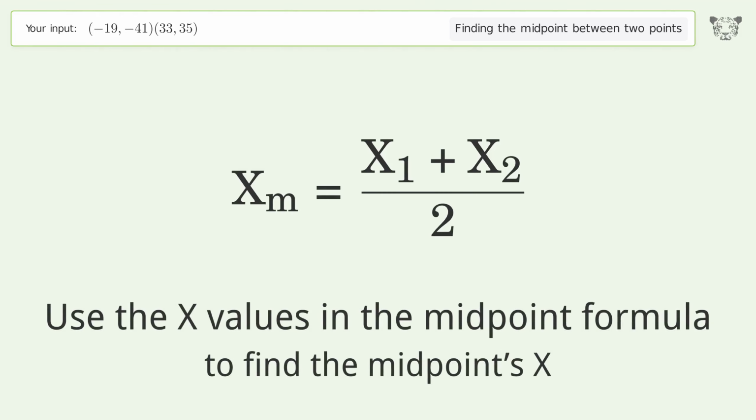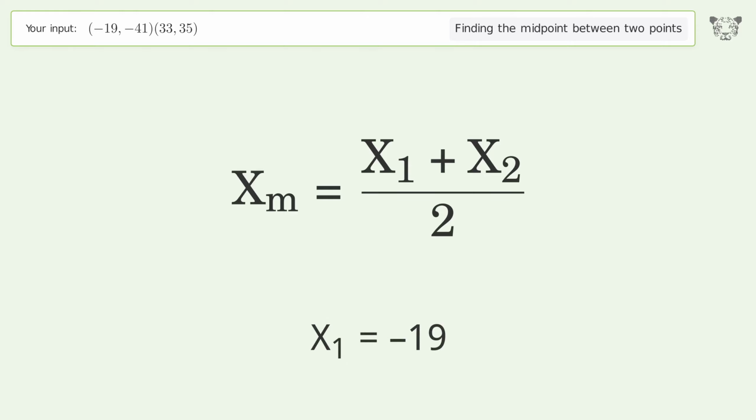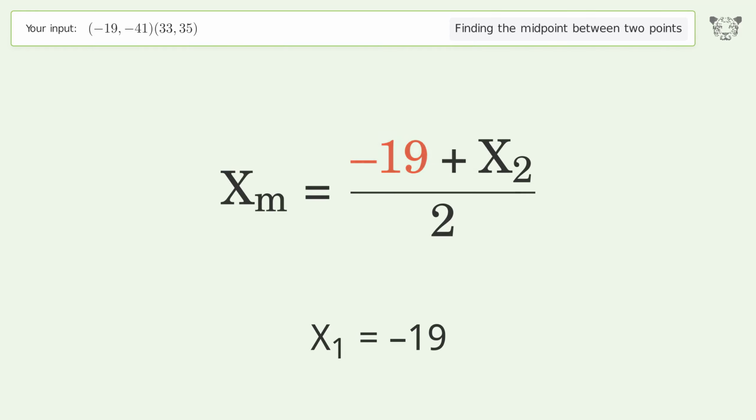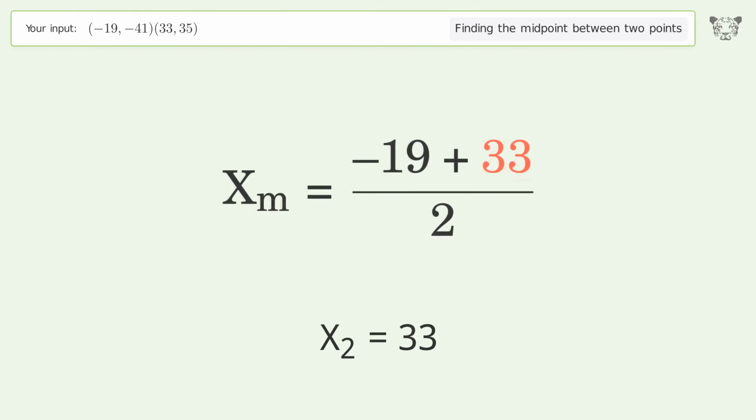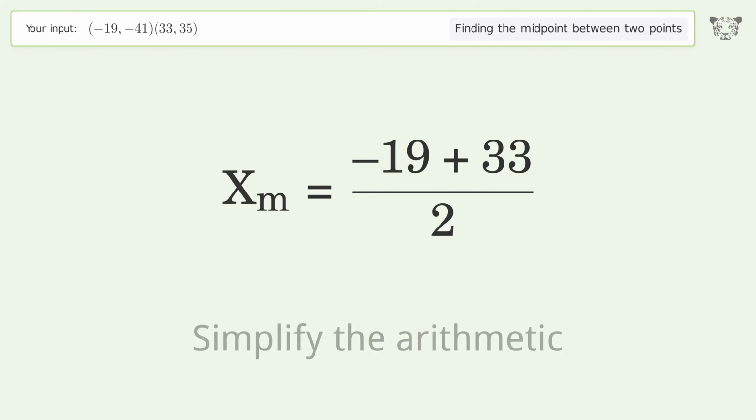Use the x values in the midpoint formula to find the midpoint's x. x1 equals -19. x2 equals 33. Simplify the arithmetic.